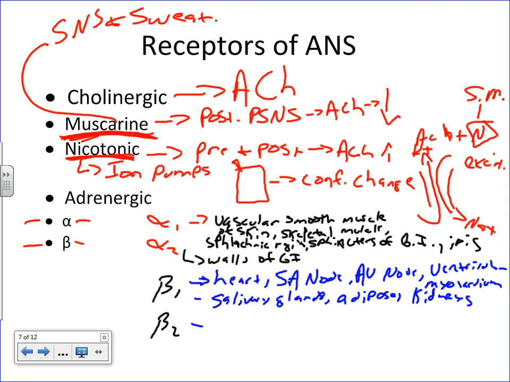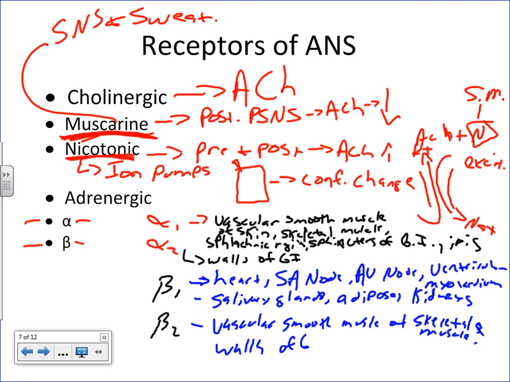Whereas beta 2 receptors are primarily found, again, in vascular smooth muscle of skeletal muscle, this is where I got my notes mixed up, sorry, so essentially the vessels that supply skeletal muscles. The walls of the GI tract. The urinary bladder, and this is a big one. The bronchioles.